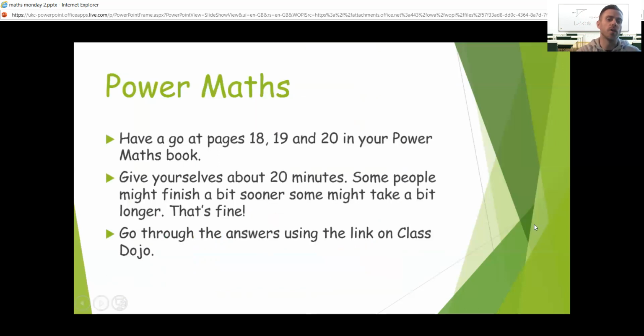You're going to have a go at your Power Maths book. Have a go at pages 18, 19 and 20 in your Power Maths book. Give yourselves 20 minutes-ish. I think a few people might need a bit longer today, which is absolutely fine. I'm not timing you, don't worry. And I will also put the answers up on the Class Dojo link to the answers, and you can have a go at marking your work as well. Okay, there you go. Get cracking on that one.